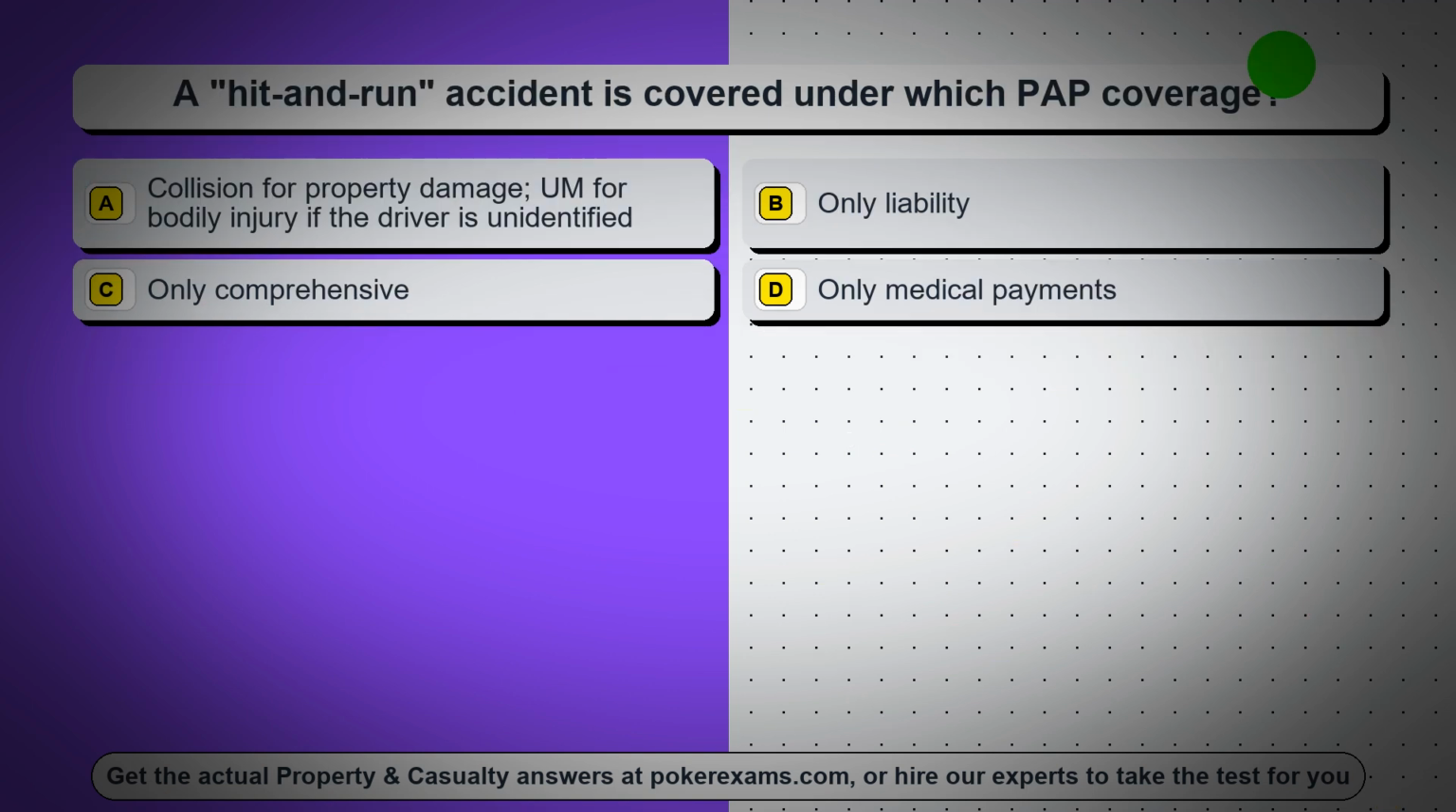Question 64. A hit-and-run accident is covered under which PAP coverage? Option A, collision for property damage, for bodily injury if the driver is unidentified.